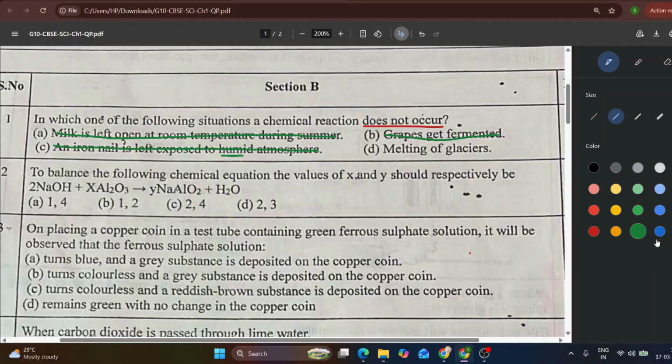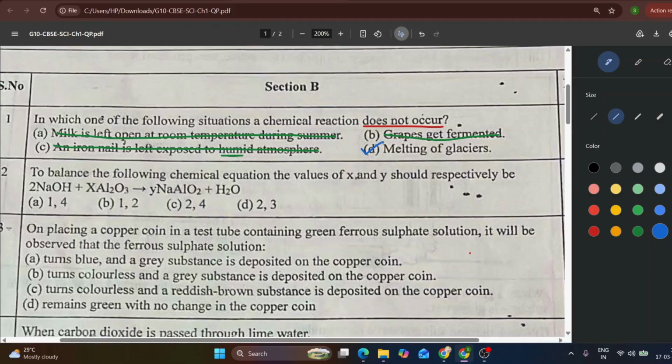So what is the correct answer here? Melting of glaciers. What is the explanation for that? When glaciers melt, the ice gets converted back to water. That is a physical change. Therefore, a chemical reaction does not occur for melting of glaciers.